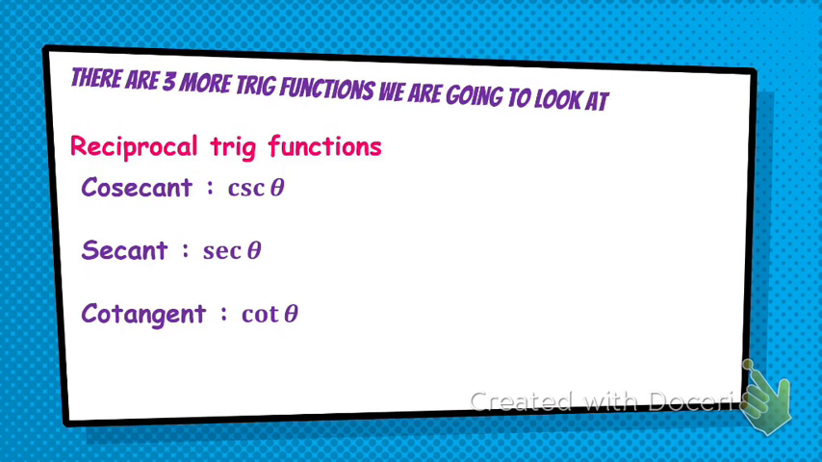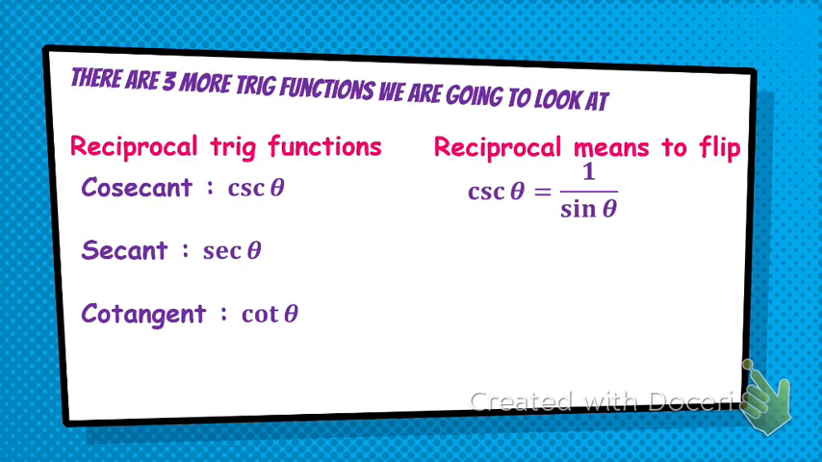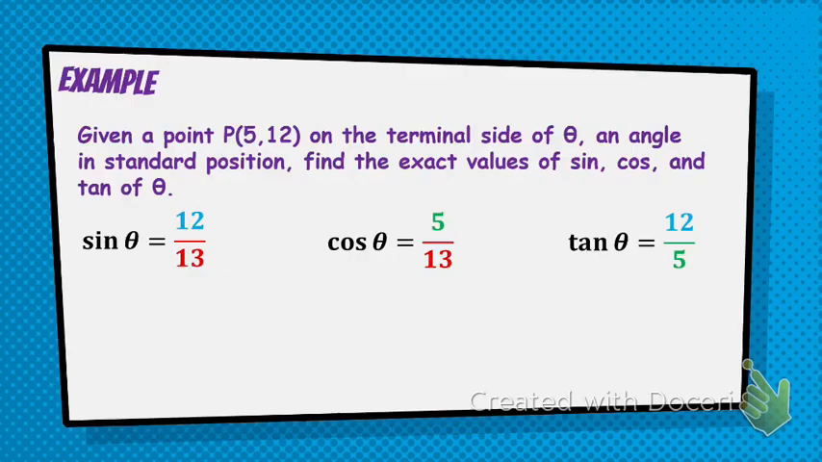The way I like to think about this is that cosecant and secant almost seem like opposites. Cosecant almost sounds like it would go with cosine, and secant almost sounds like it would go with sine. But in all reality, it's opposite of that. That's how I remember it, if that helps. Reciprocal means to flip. So cosecant of theta is just 1 over sine of theta. Secant is 1 over cosine, and cotangent goes with tangent.